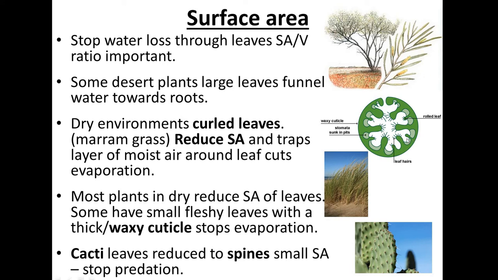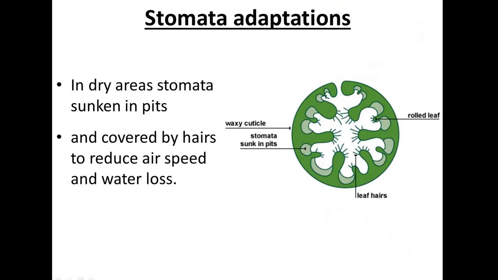The fact that the stomata are in these pits traps a lot of humid air in the middle, so less water is lost through the stomata. There's also a thick waxy cuticle on the outside to reduce any water loss through the top of the leaf. Most plants will have a thick waxy cuticle to stop evaporation from the top of the leaves. Some cactuses will also have fleshy leaves, and they'll also have spines to stop predators, stop herbivores from stealing the water, from eating them really.